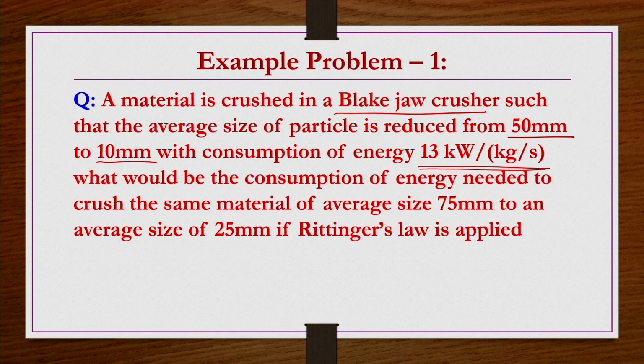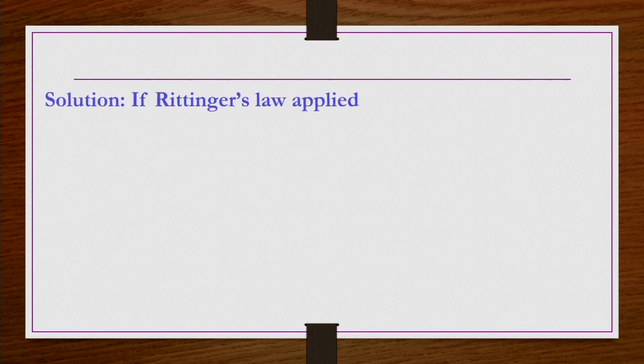Then what would be the energy consumption needed to crush the same material if the feed becomes bigger? Next time you are handling a bigger feed of 75 mm and trying to get a 25 mm product average size, how much power is required if you apply Rittinger's law? So it is very simple.